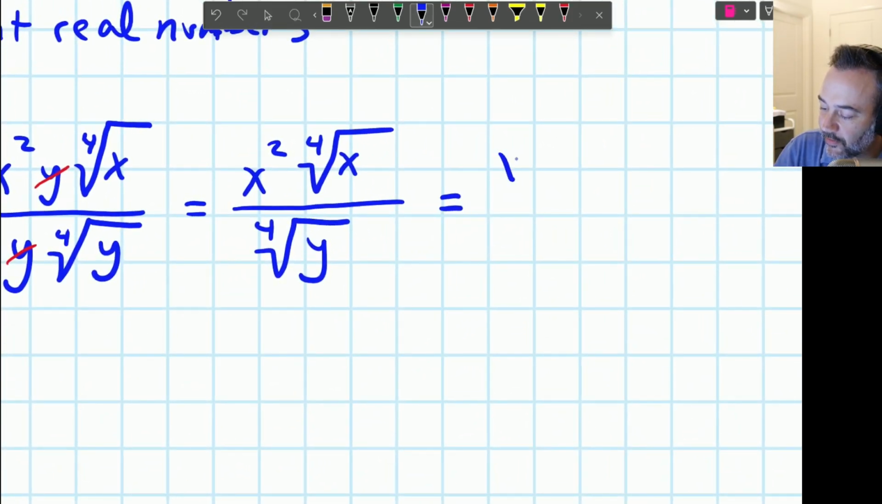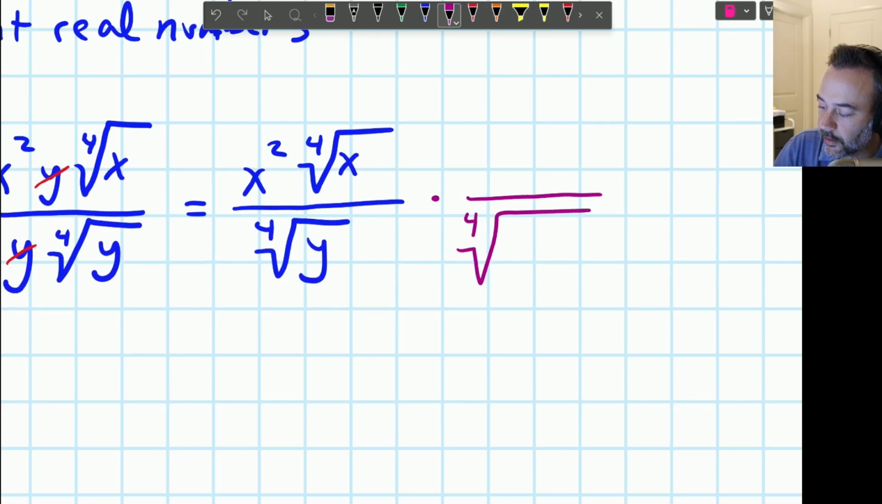Now, I have x squared. Actually, you know what I'm going to do? I'm going to erase this, and I'm just going to multiply right now by what I should multiply by. Fourth root of. Now, how many factors of y would I want in here to make sure that y times this becomes y to the fourth? I need 3 factors of y. So I'm going to put the same thing up on top.